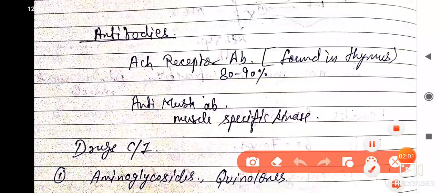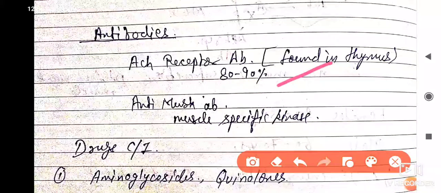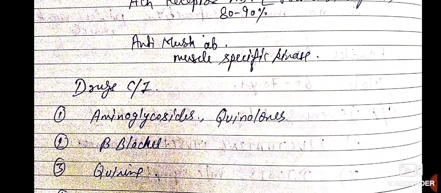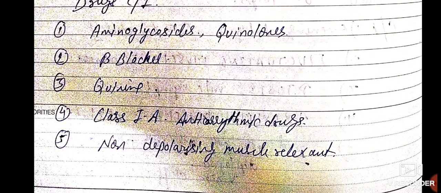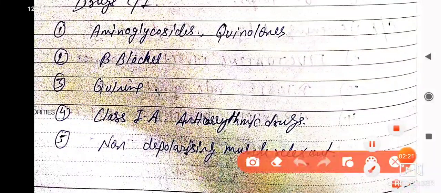Antibodies: how to diagnose? We order antibodies. Acetylcholine receptor antibodies are found in 80 to 90%. Anti-MuSK antibodies, that is muscle specific kinase, are also present. Drugs contraindicated in a myasthenia patient are aminoglycosides.